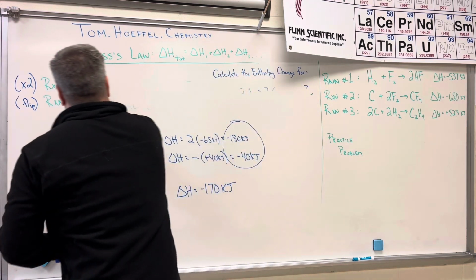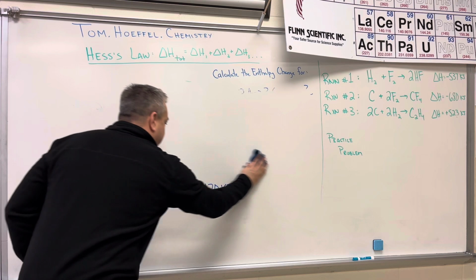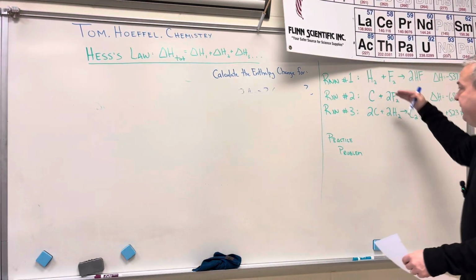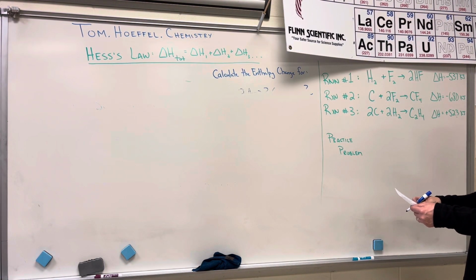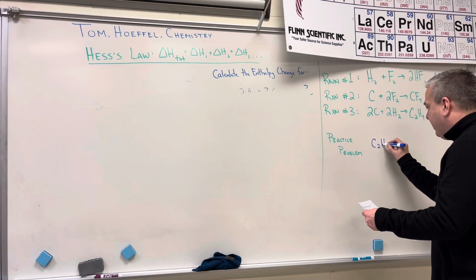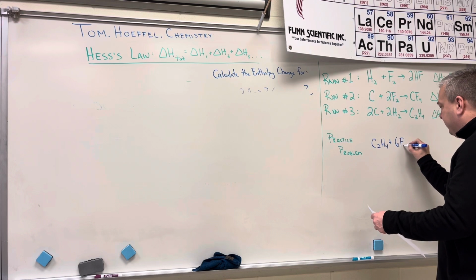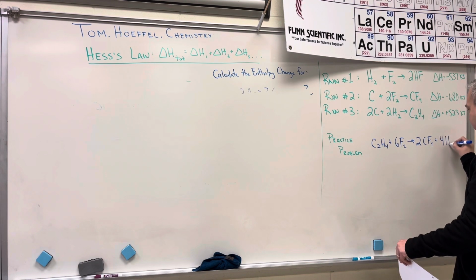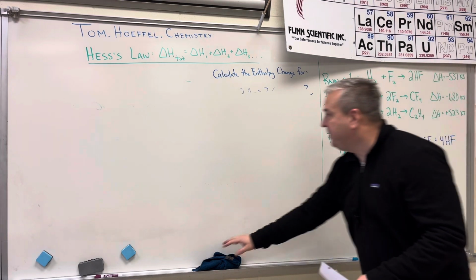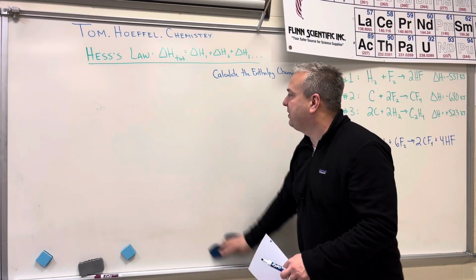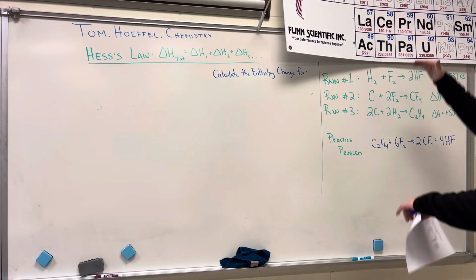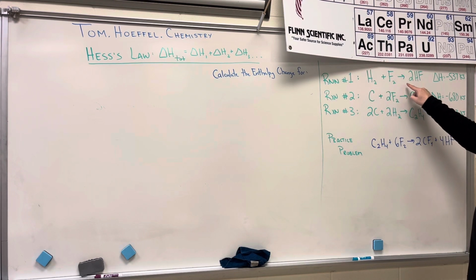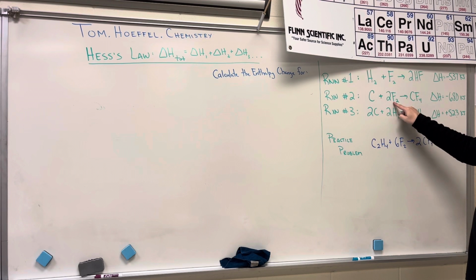In this problem, we're trying to figure out what the enthalpy change would be if I didn't want any of these, but I wanted the enthalpy change for C2H4 plus 6F2 to yield 2CF4 plus 4HF. So what I have to do is manipulate each of these reactions, 1, 2, and 3, so that when I add them together, I'm going to get this equation. When I look at reaction number 1, I see this F2, but there's F2s in other places.